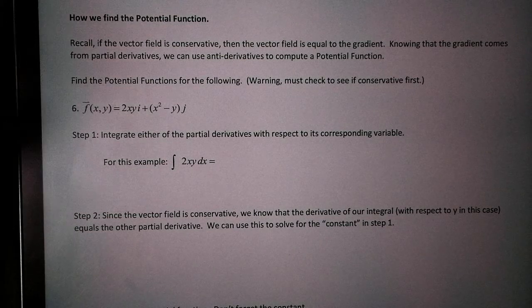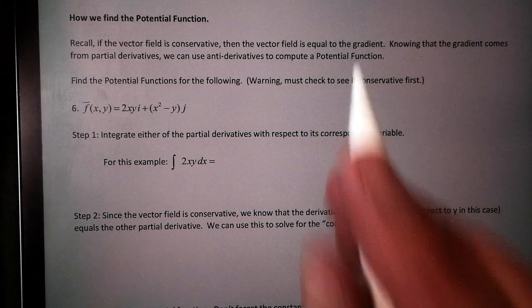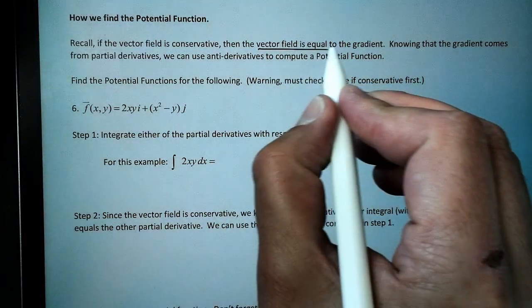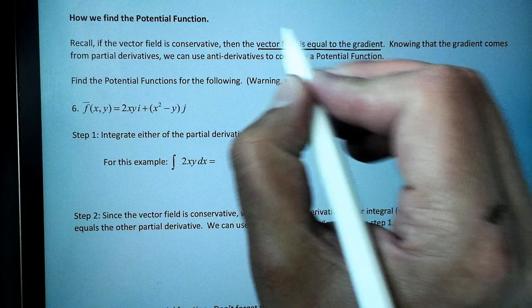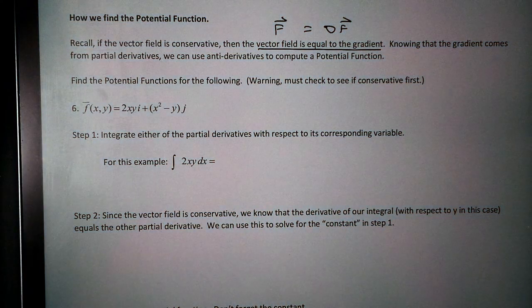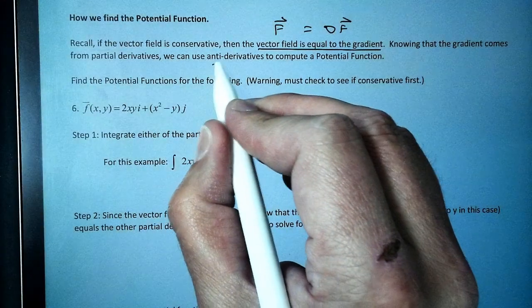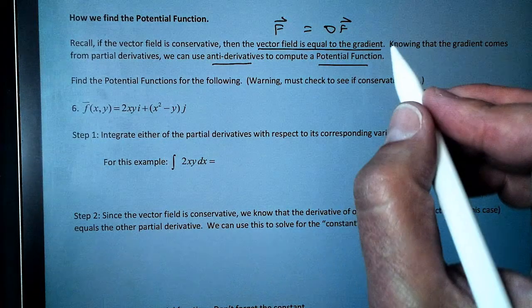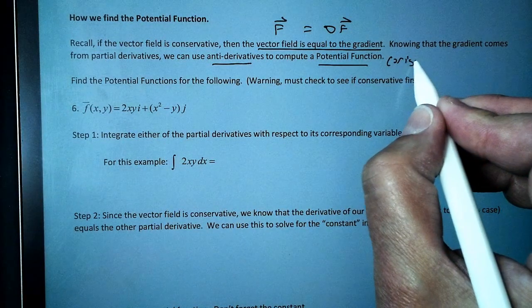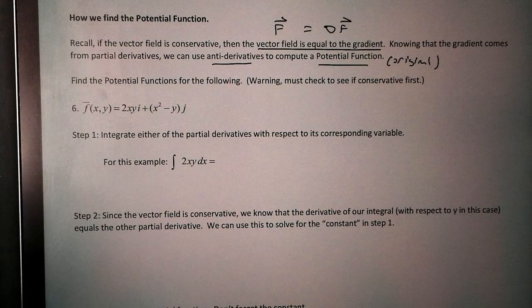Hey, welcome back. In this video, we're going to talk about how to find a potential function given a conservative vector field. Now recall, if a vector field is conservative, we know that the vector field is equal to the gradient of our function. Knowing that the gradient comes from the partial derivatives, we can use antiderivatives to get our potential function. In other words, we're going to try to get the original function back, going backwards from derivatives to the function itself.